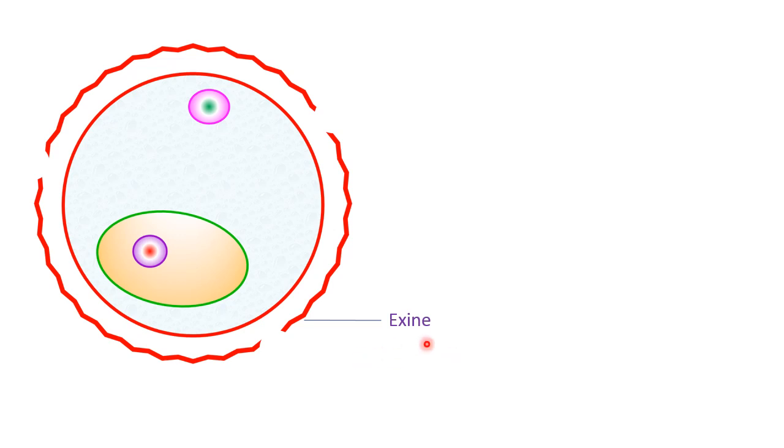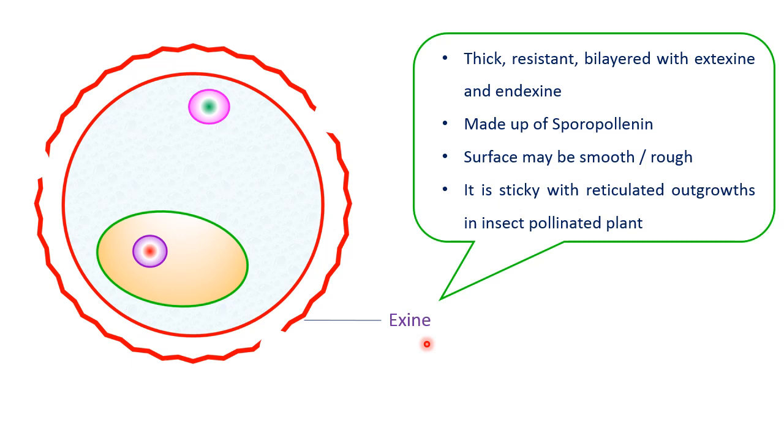The exine is the outermost layer of the pollen wall. It is thick and resistant to water and even the action of microbes. It consists of two sublayers. Outer is ectexine while inner layer is endexine. Exine is made up of sporopollenin.